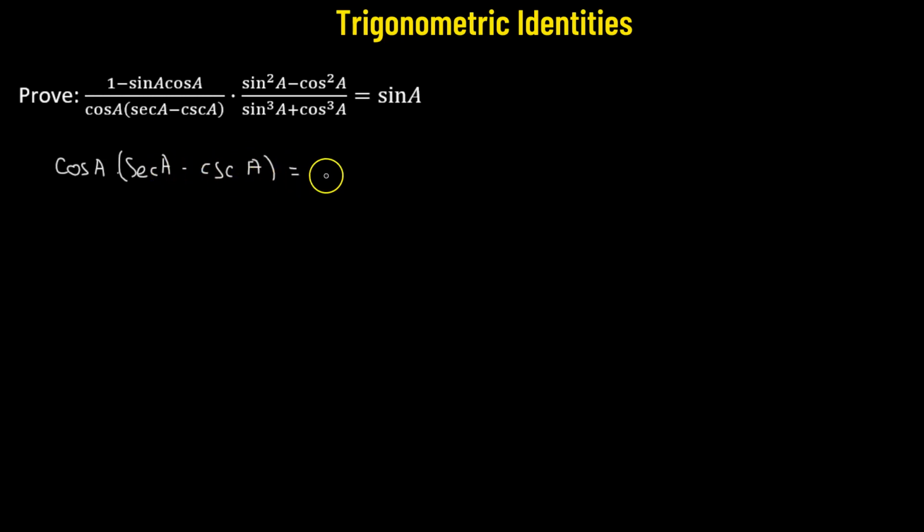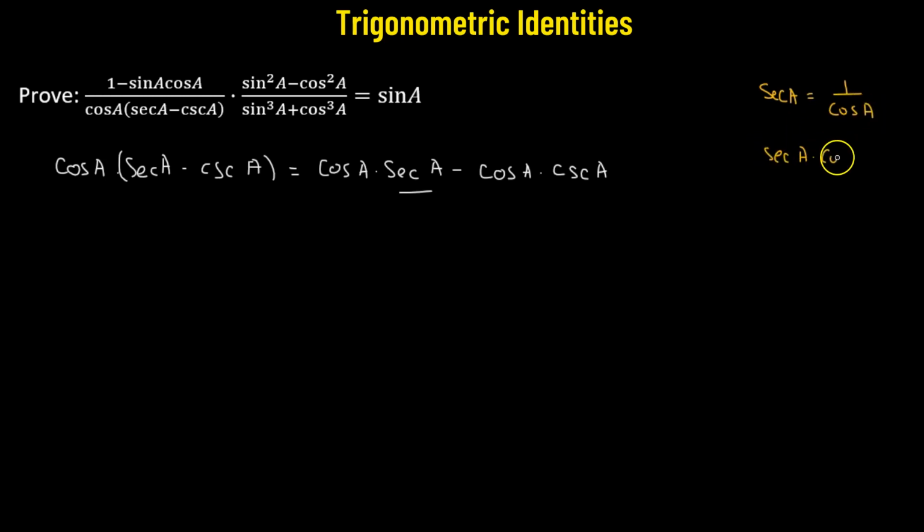So this can be expressed as, we're going to distribute cosine of A to each of the terms. We have cosine of A times secant of A minus cosine of A multiplied to cosecant of A. Now we know that the secant function is the reciprocal of the cosine function, meaning secant of A is equal to 1 over cosine of A. So when you cross multiply, we'll get secant of A times cosine of A equals 1. So that means cosine A times secant A, the first term, will be equal to 1.